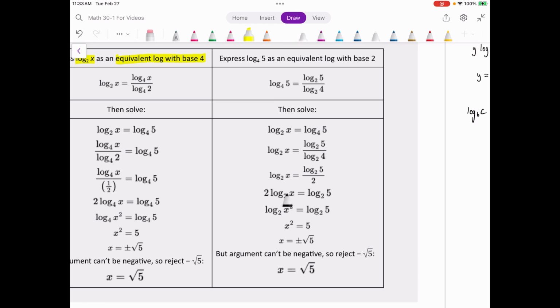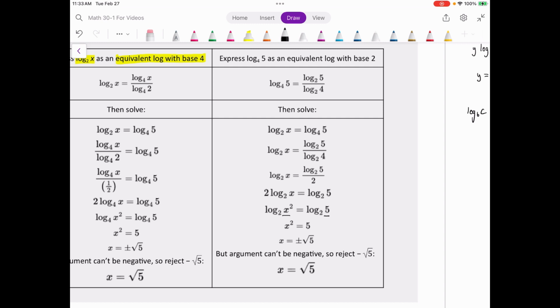Now, I can't quite drop the logarithms yet, because I don't have log base 2 of x equals log base 2 of 5. I have 2 times log base 2 of x. So what I can do, though, is bring that 2 up there as an exponent, and now I really do have that, right? Log base 2 of x squared is equal to log base 2 of 5.